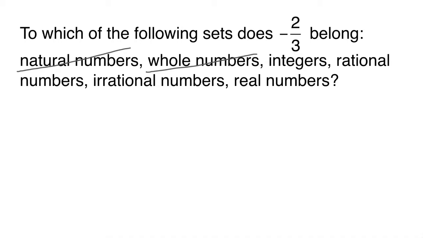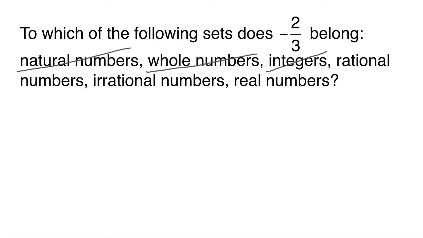We next move to integers. Integers are the numbers from negative infinity to infinity that are the natural numbers, the negatives of the natural numbers, and 0. So negative 2/3, while integers do include negatives, they do not include fractions. So negative 2/3 does not belong to the set of integers.